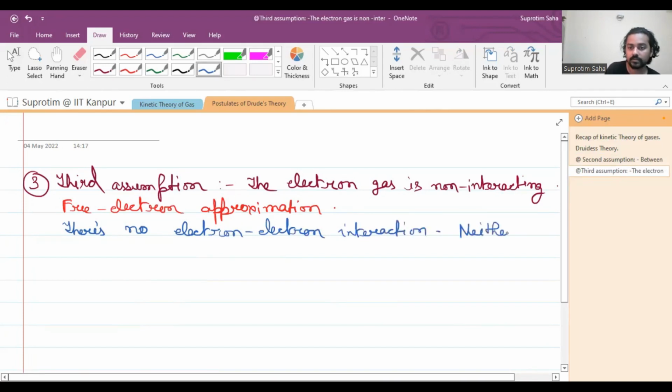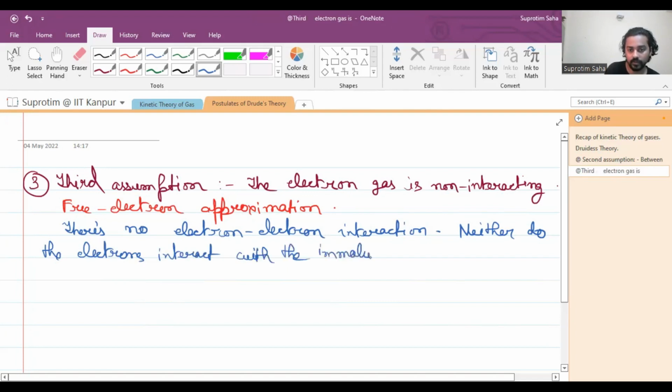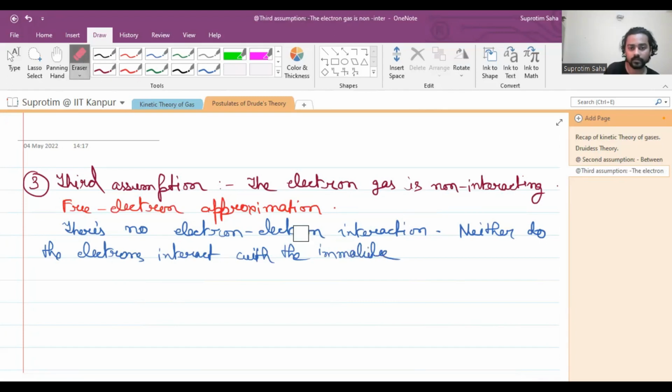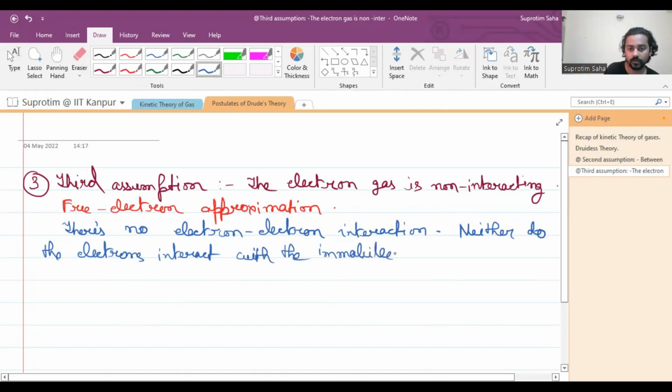Neither do the electrons interact with the immobile positive ion cores. So there's no interaction between the electrons among themselves, and also none with the positive ion cores.